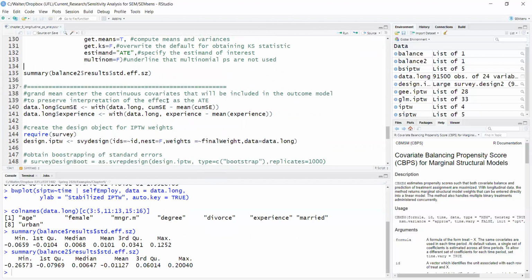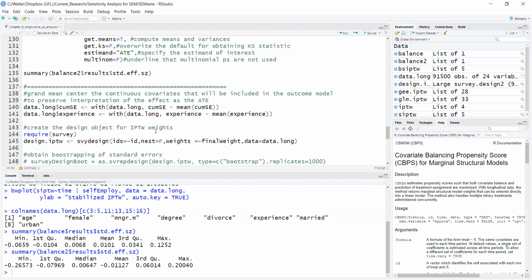Now I can proceed to estimate the treatment effect, and I use the stabilized weights. The first thing I will do is to center the variable that is the number of previous treatments. The reason to center that is to preserve the interpretation of the average treatment effect in the model. So the coefficient of my self-employed variable can be interpreted as the average treatment effect. I also centered the experience variable, which I will add in the model because it's an important covariate.